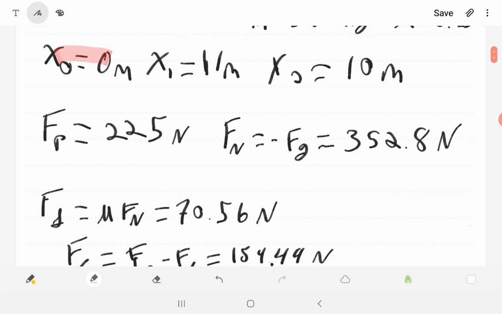Now I've also listed here that our x naught will be 0. All of our calculations will start with our initial placement of x as being 0 for our coordinates. This will make everything easier in the long run.